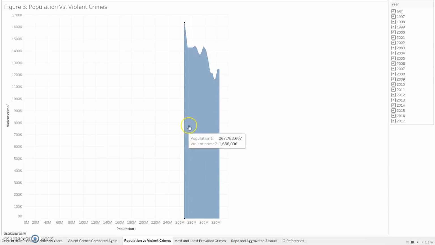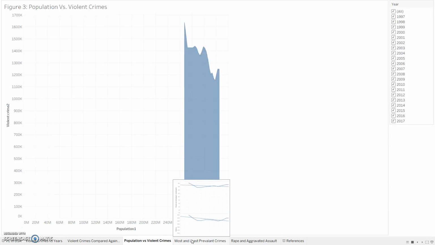Just to also show you on the population scale, we had about 267 million people in 1997, and now we have about 325 million, but the actual number of violent crimes has been decreasing. So population is not the problem. It's more probably laws and regulation, and the upholding of rights and civil liberties.